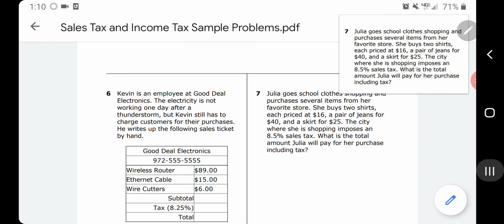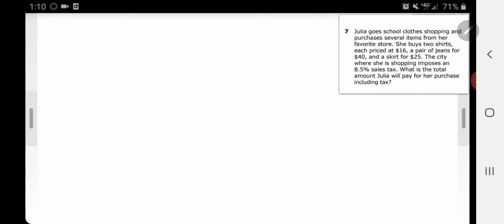That way I don't forget. Let's take it over here. So once again, she buys 2 shirts. Each price is $16, or 16 times 2 for 2 shirts. 6 times 2 is 12. Carry the 1 over. 2 times 1 is 2, plus 1 is 3. So she's going to pay $32 in the shirts. So $32.